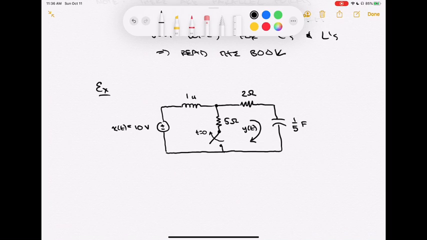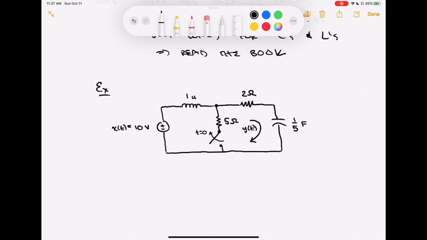So this, in the time domain, if you went through all the effort of doing it, is written as a second order constant coefficient linear differential equation with two initial conditions, a current through that inductor and a voltage across that capacitor, as well as an input of 10 volts. And then trying to figure out what the output is, it would have both a zero input and a zero state response.